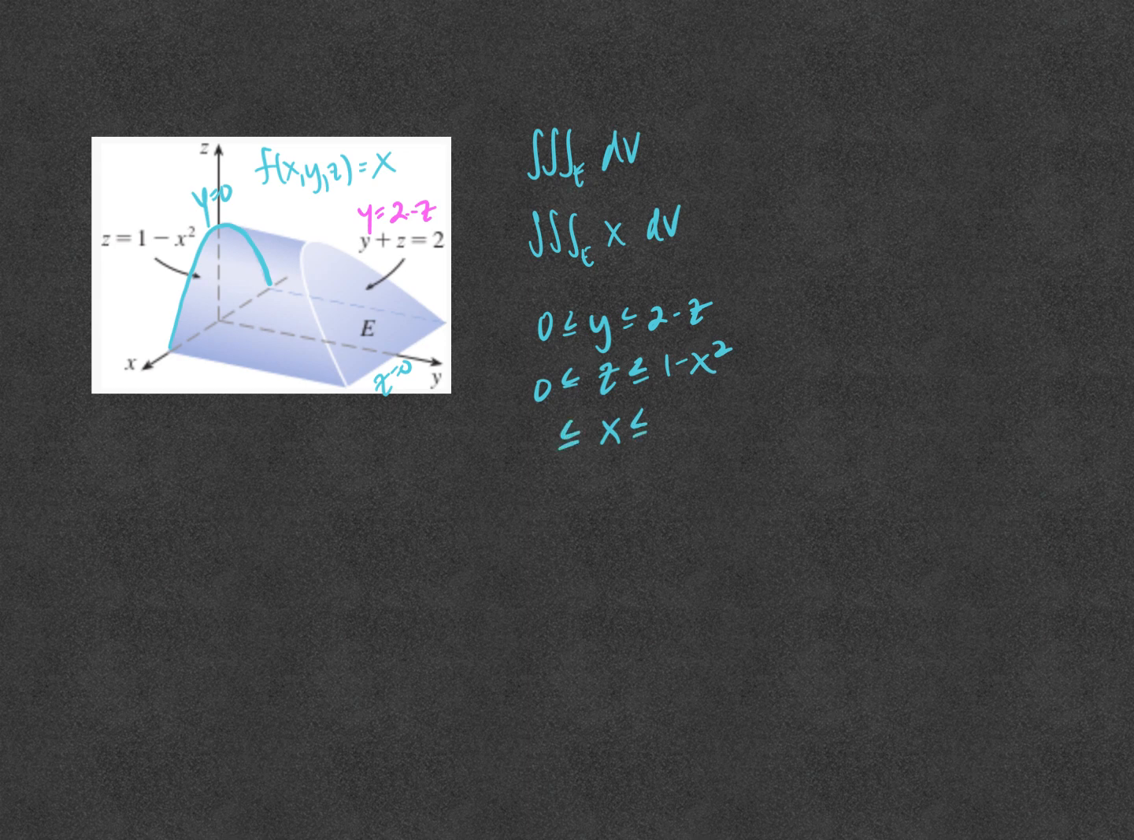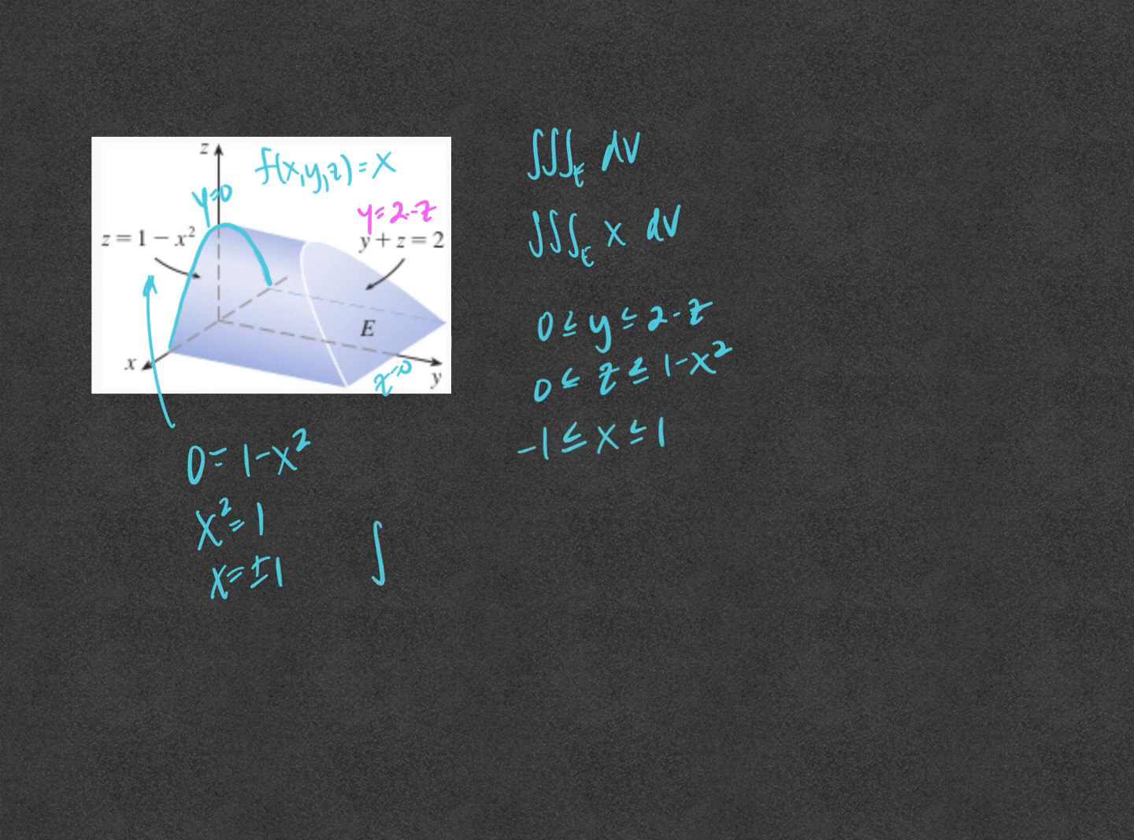So in order to find what x is in between, let's look at these equations. We have an x in the z equation over here. If we let z equal 0, we get 0 equals 1 minus x squared. So x squared equals 1, so x equals plus and minus 1. So our bounds for x are x is between plus and minus 1.